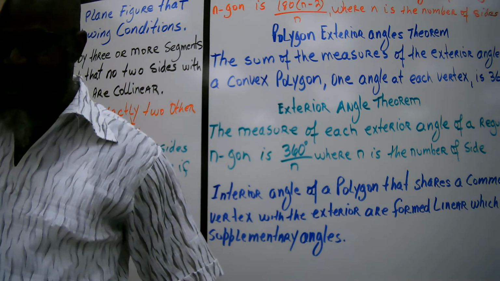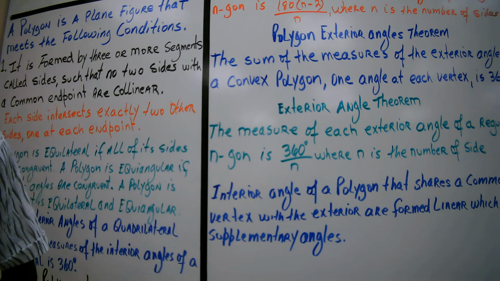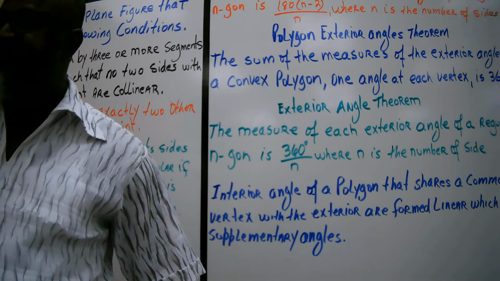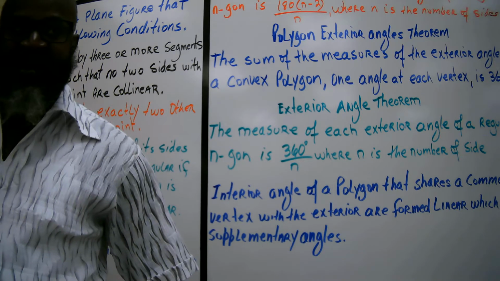Since it is a regular polygon, the exterior angles will be the same. 360 divided by n will give you the measure of each exterior angle in a regular polygon.